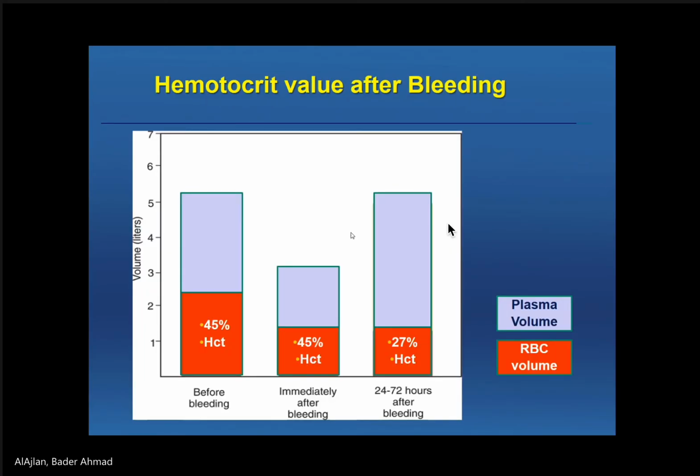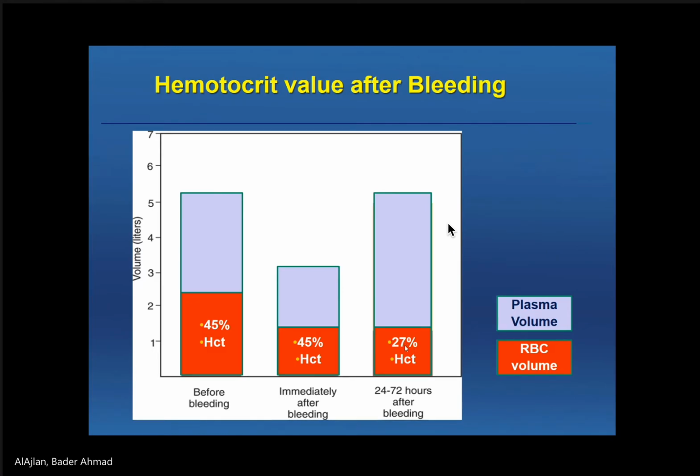So for the CBC, I will show you the hints that sometimes it's really giving you a false alarm. When you do the CBC before the bleeding, for example, this is the RBC volume, this is the plasma volume, and the percentage is the hematocrit, which is 45%. This is before bleeding. Immediately after bleeding, the patient will lose plasma volume and he will lose RBC volume. When they lose both of them, the percentage, the hematocrit, will be the same, 45%. It will not change immediately. It needs time to recalibrate, like 24 hours, sometimes up to 72 hours, so it can show you the exact hemoglobin.